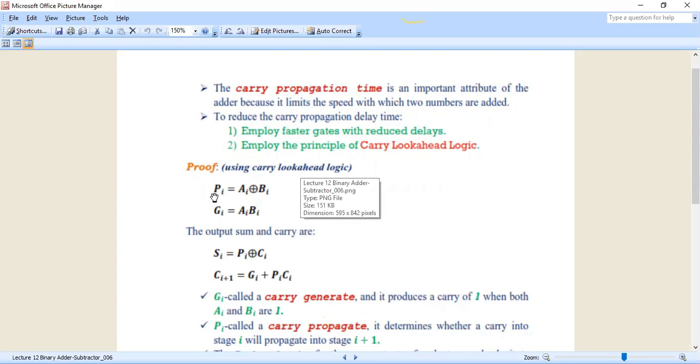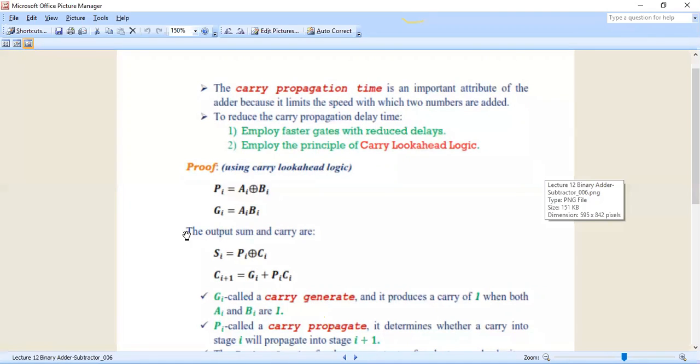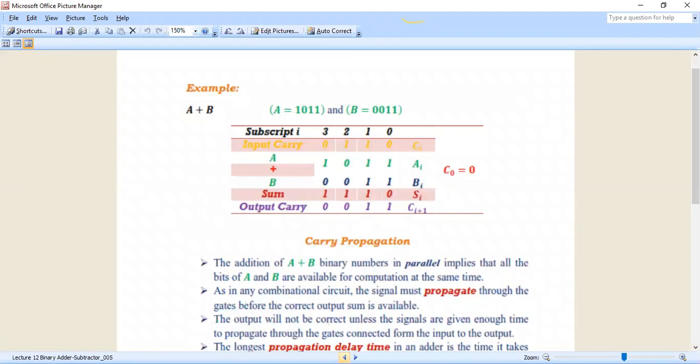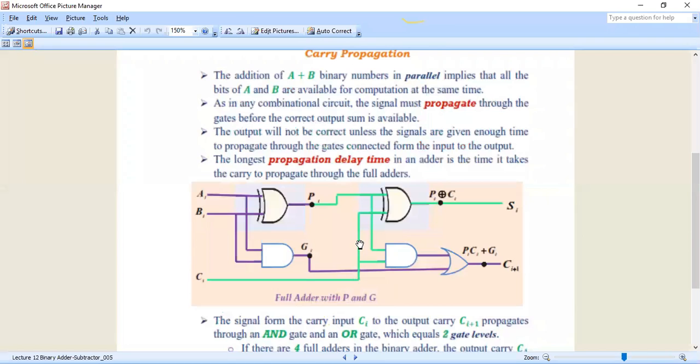So here we are using the carry as Pi is equal to Ai exclusive-OR Bi, and generate Gi is equal to Ai Bi. These are the two formulas you have to propagate and generate. And sum and carry: Si is equal to Pi exclusive-OR Ci, and Ci+1 is equal to Gi plus Pi into Ci. We are getting these equations from this diagram.